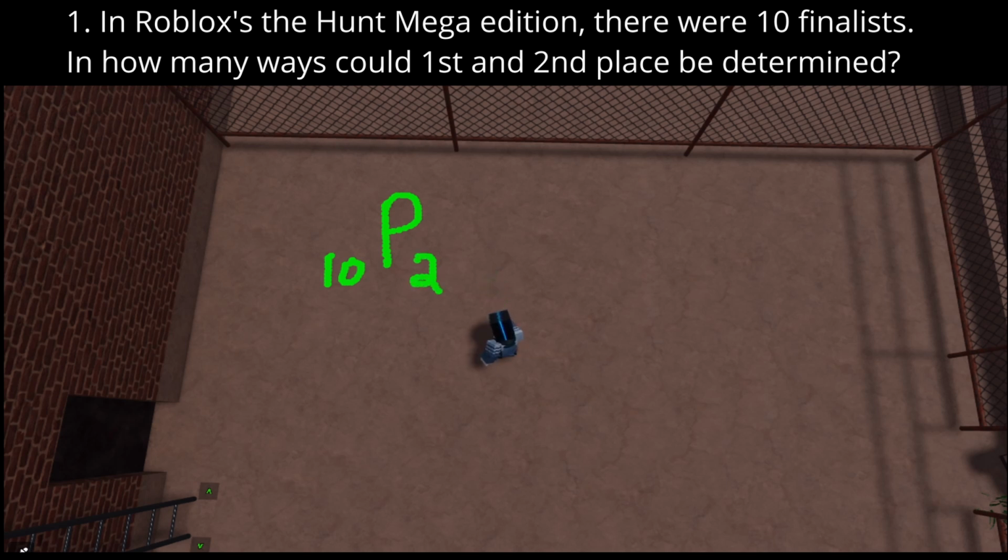And then remember, the formula is n factorial divided by (n minus r) factorial. So let's replace n and r with 10 and 2. n factorial becomes 10 factorial, and then n minus r is 10 minus 2 factorial. And then 10 minus 2 is just 8. So our denominator is actually just 8 factorial.